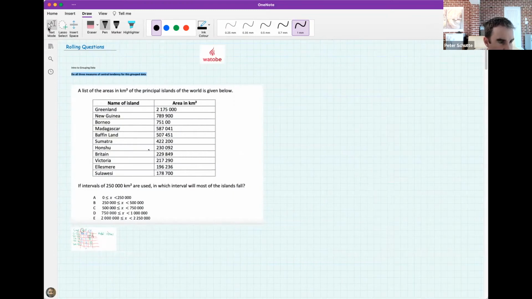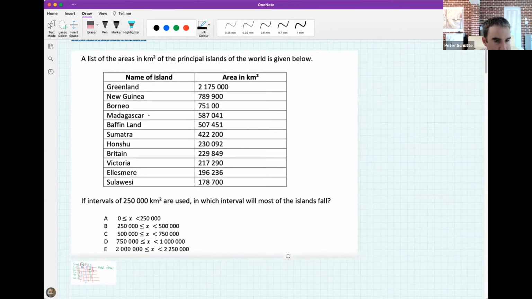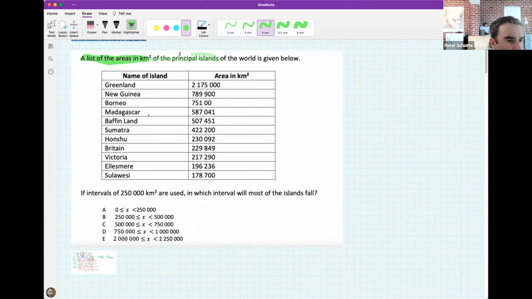So take a moment to read this particular question. I'll give you a little bit of time, read through it, and see if you can understand what is being said. Okay, so it says, a list of areas in kilometers of the principal islands of the world are given below.